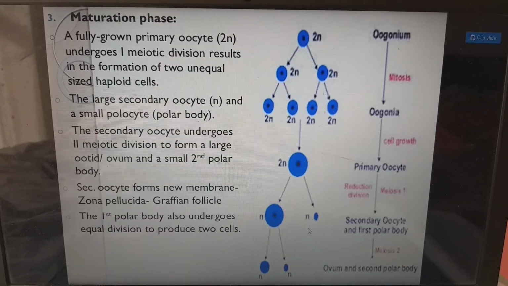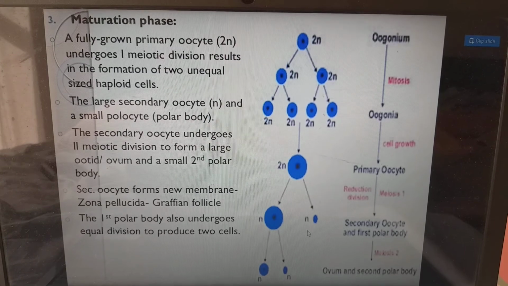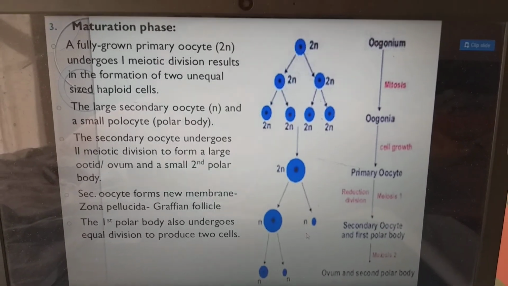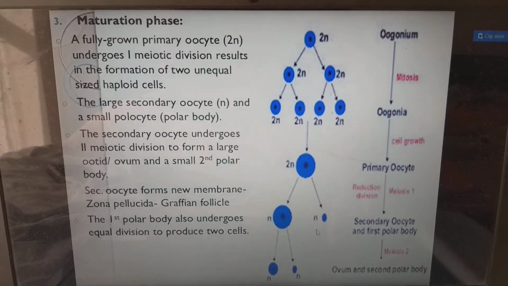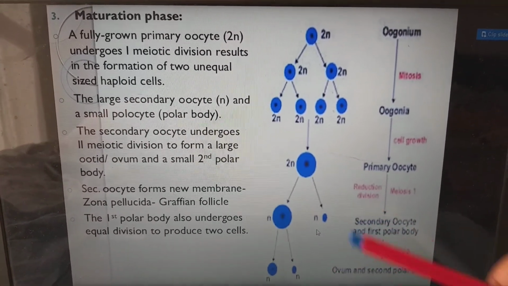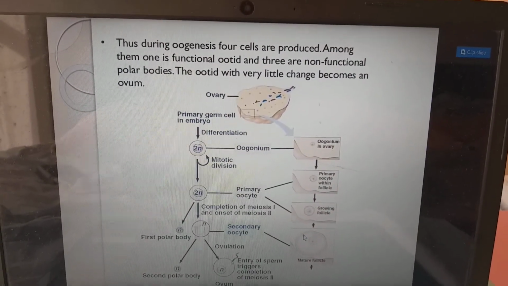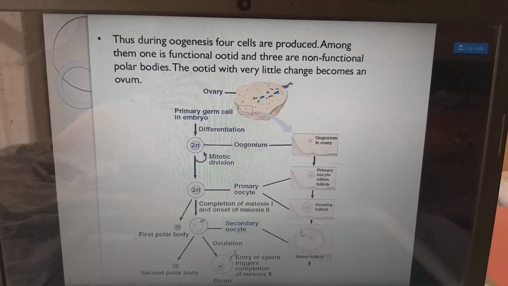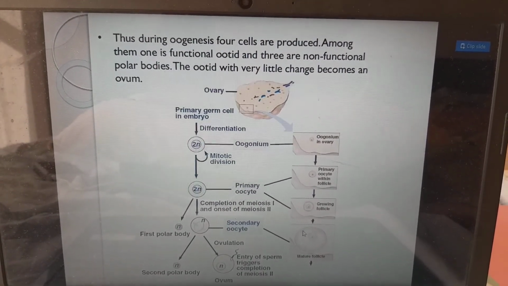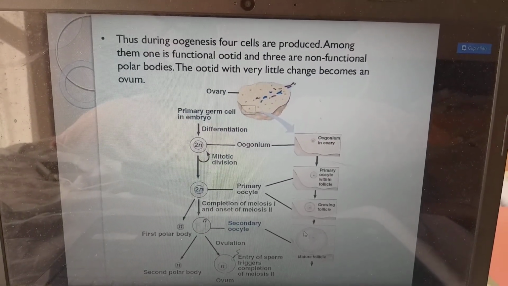The secondary oocyte forms a new membrane, the zona pellucida, in the Graafian follicle. The first polar body undergoes an equal division to produce two cells. Next, during oogenesis, four cells are produced. Among them, one is functional, which we call the ootid, and three are non-functional polar bodies. The ootid, with very little change, becomes an ovum.